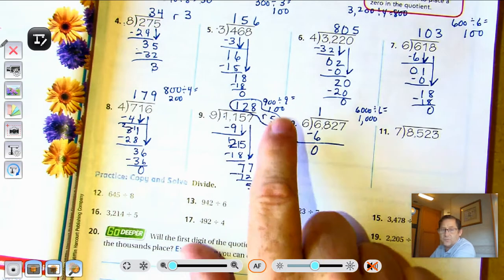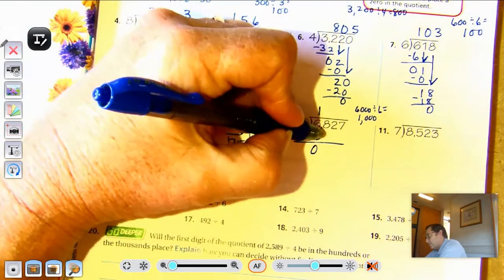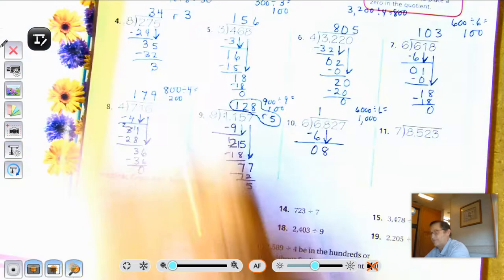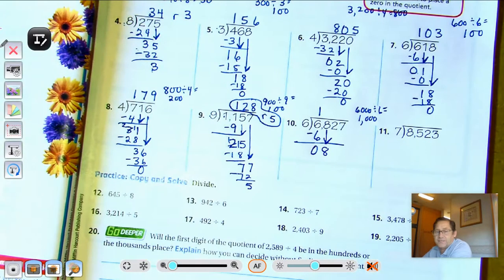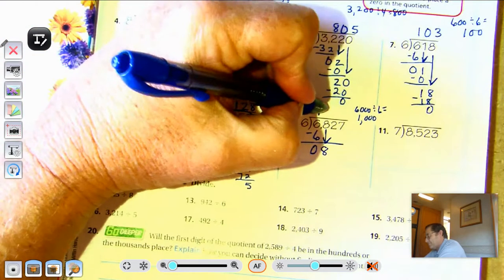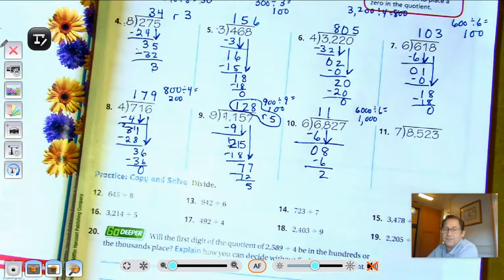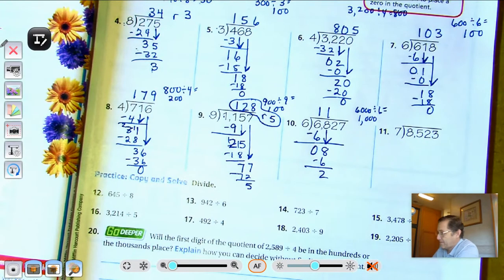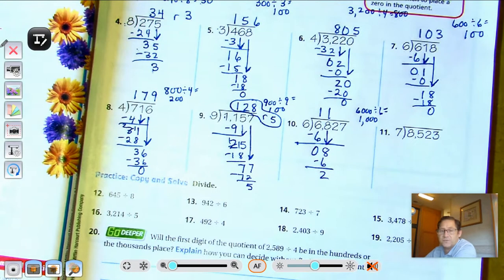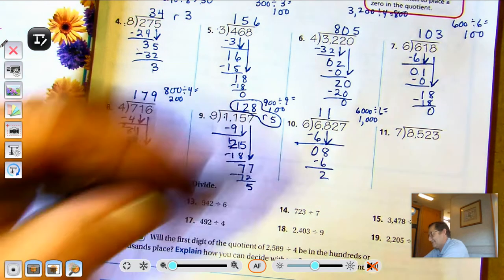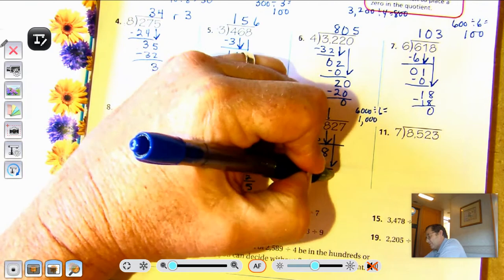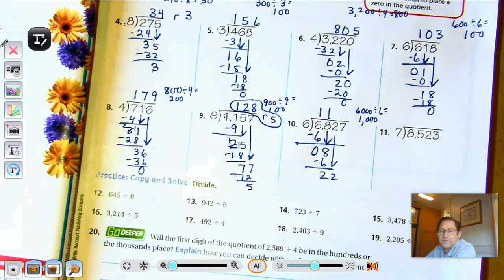We can't share 0 with 6 groups, so we now move on to the hundreds. Can I share 8 hundreds with 6 groups? Yeah, one time. 6 times 100 is 600. Subtract, I get 2 hundreds left. I can't share those 200s with 6 groups equally, so I'm going to trade the 200s for 20 tens and bring down the 2 tens that are already there. So we have 22 tens, divided by 6.